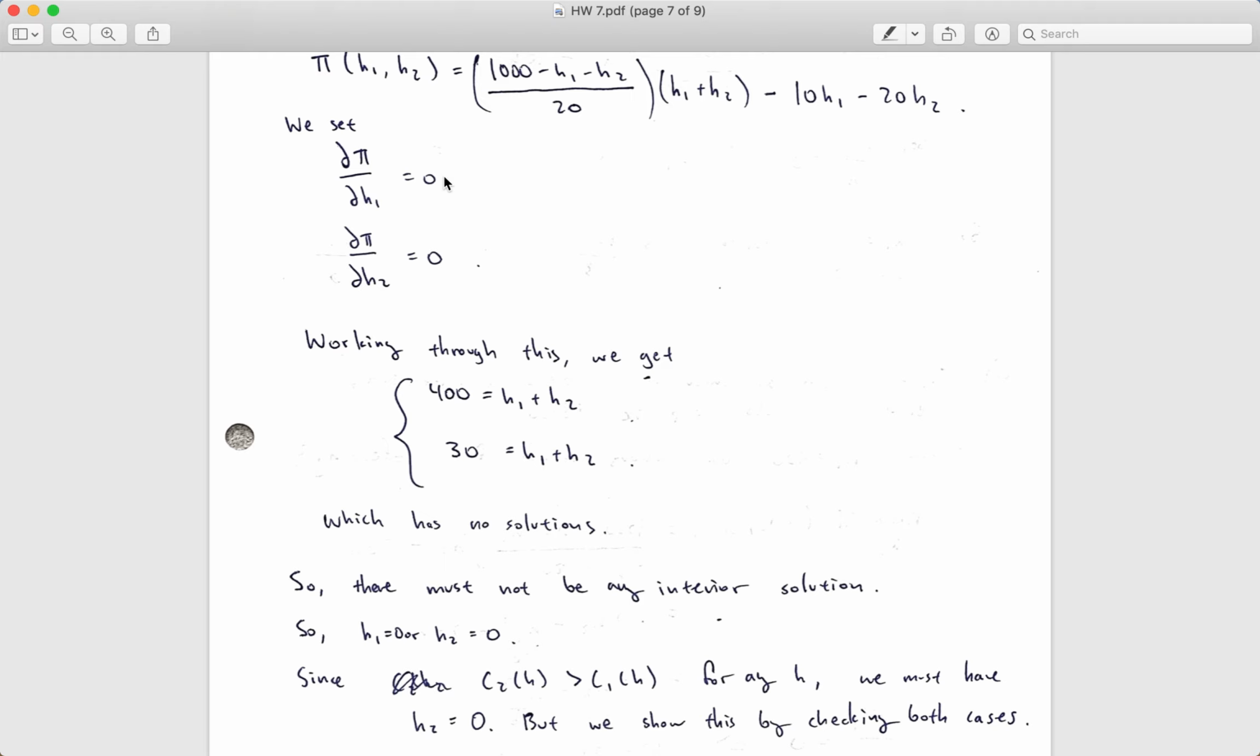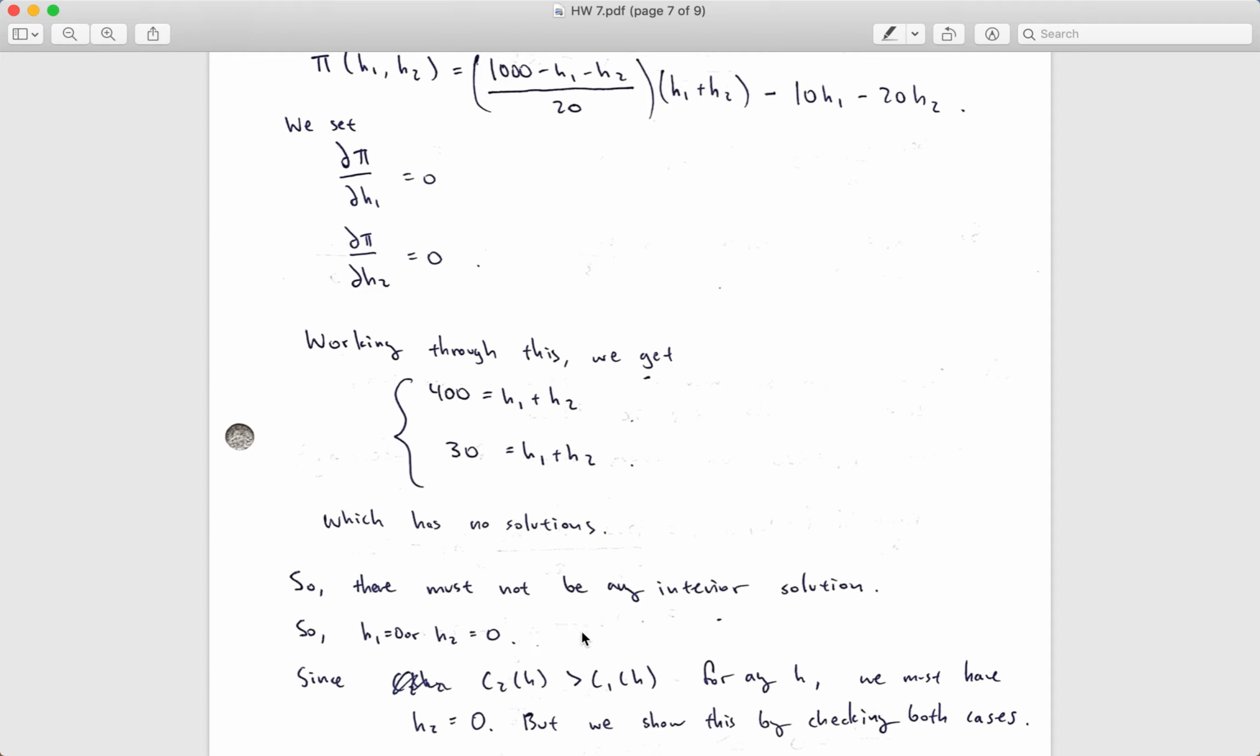And so these conditions basically reflect the thought that we're looking for an interior solution, but now that we know there's no such solution, we get to check for exterior or boundary solutions, and those are basically solutions of the form h1 equals 0 or h2 equals 0.